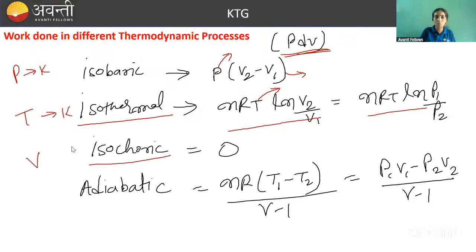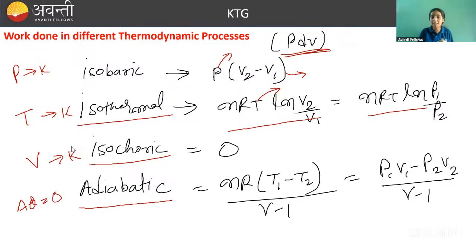Isochoric is what? Here volume is constant. And you already know if volume is constant, then there won't be work done because work done is PdV. So here work done is 0. And when the process is adiabatic, there is no heat exchange happening. That is, delta Q is equal to 0 in this process.